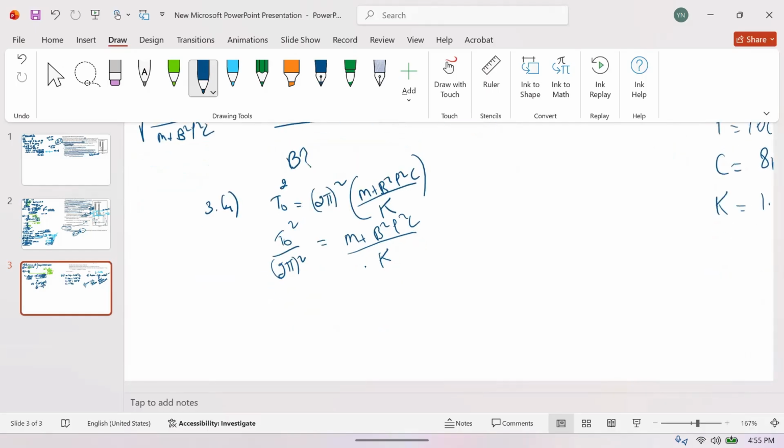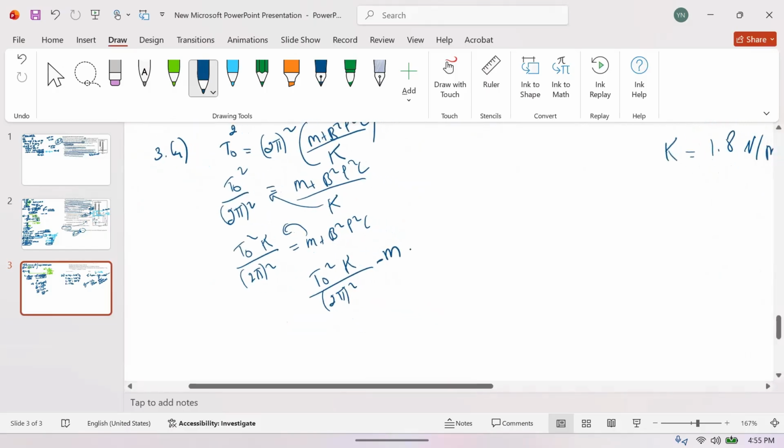Then we continue with K. K will be multiplied on the other side. So T0 squared K over 2 pi squared equals M plus B squared L squared C, without a square. Now M to the other side. So I will be getting T0 squared K over 2 pi squared minus M equals B squared L squared C.